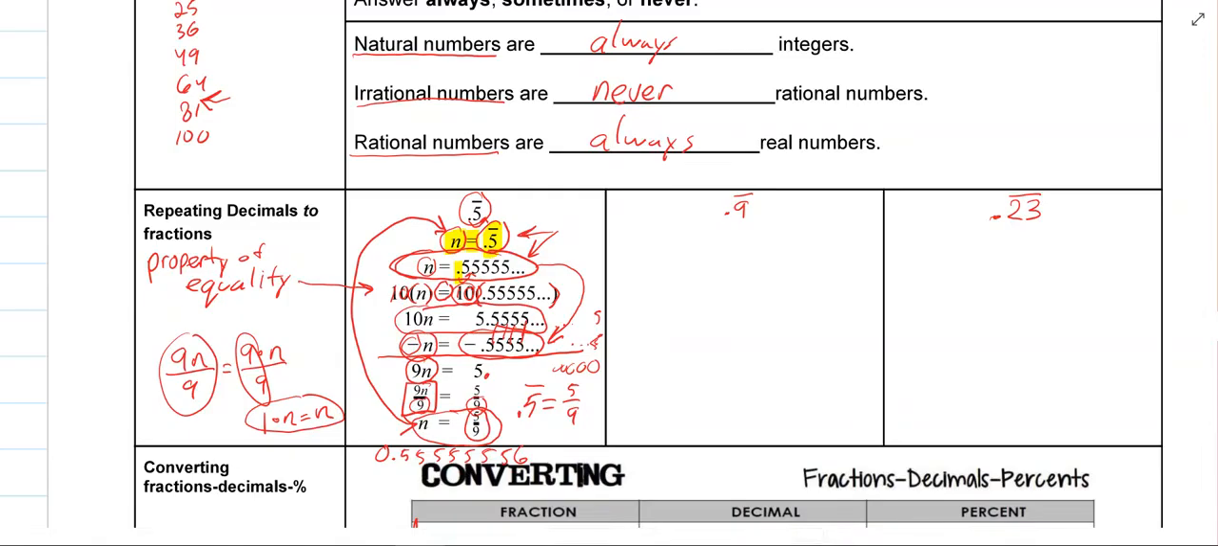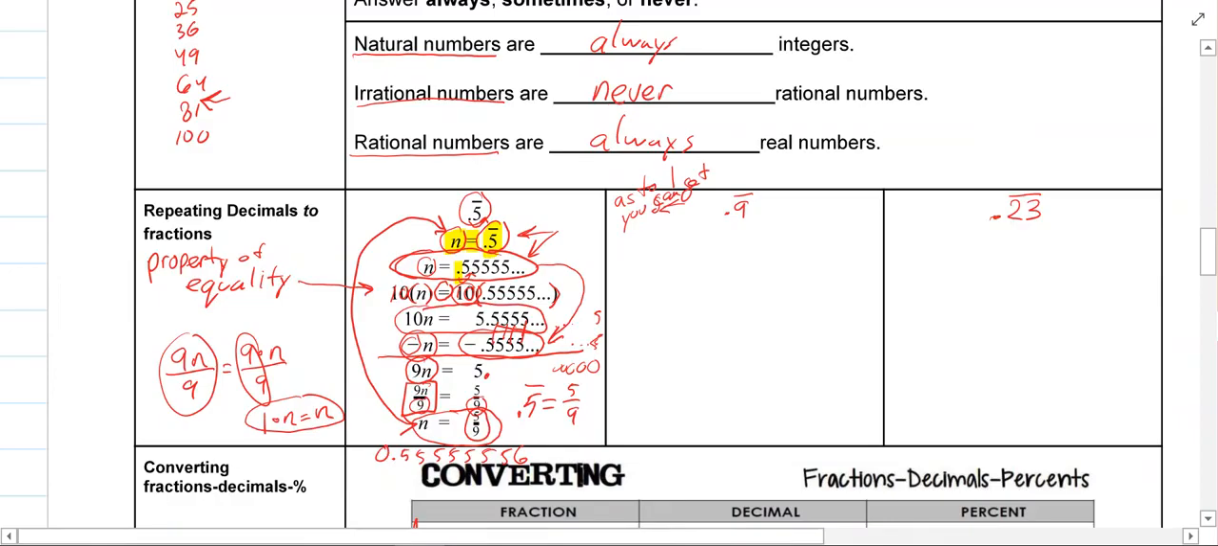Now we're going to do it all over again with the repeating 9. Okay? But before we do, let's see what you guys think. Do you think that 0.9 repeating is as close to 1 as you can get? Does that make sense? Or do you think it is 1?